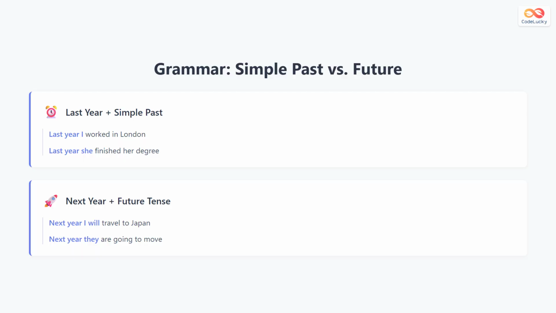Now let's look at the grammar rules. When using last year, always pair it with the simple past tense. For example, last year I worked in London, or last year she finished her degree. The verb must be in the past form. When using next year, pair it with future tense. You can use will plus the verb like next year I will travel to Japan, or you can use going to plus the verb like next year they are going to move. Getting the verb tense correct is very important for clear communication.